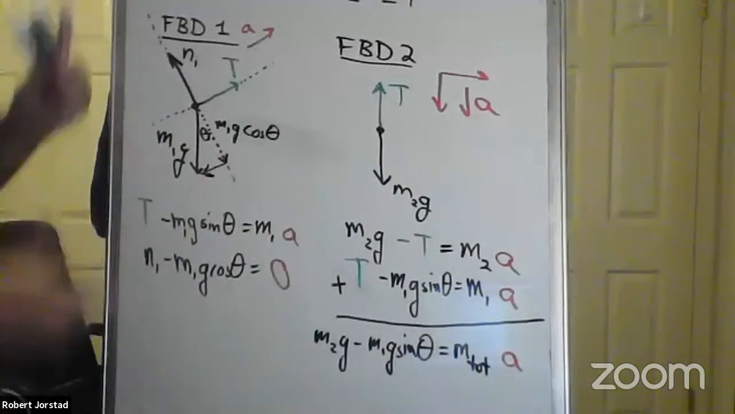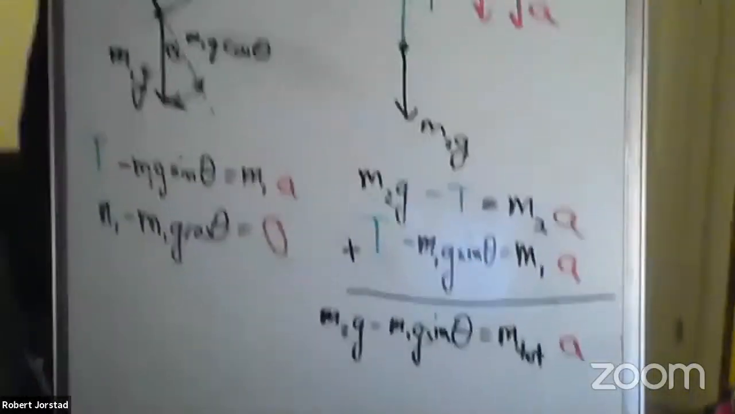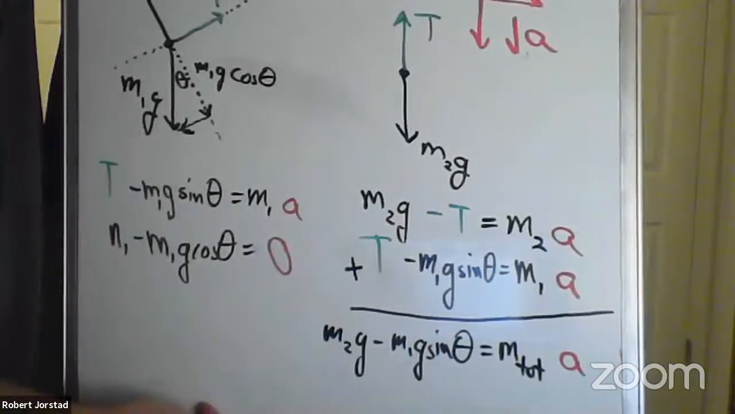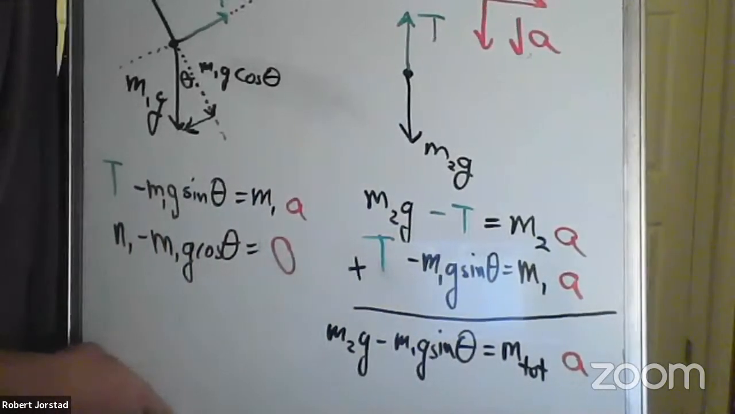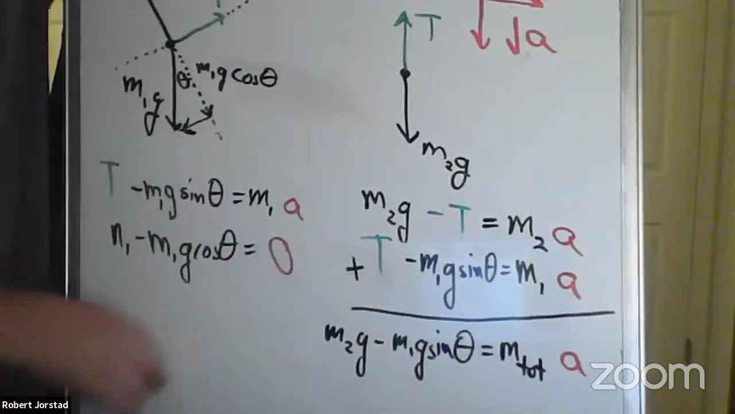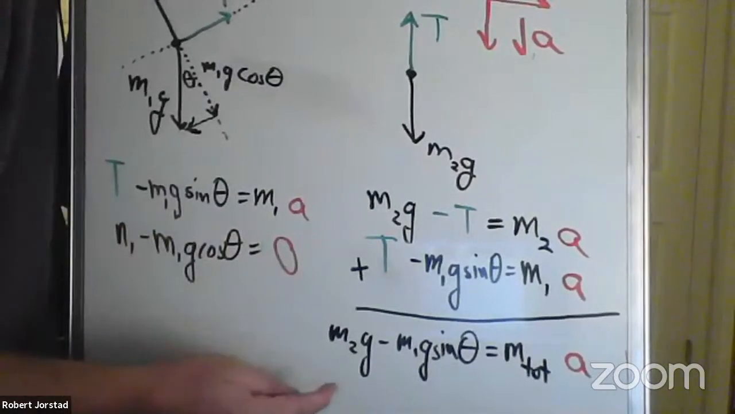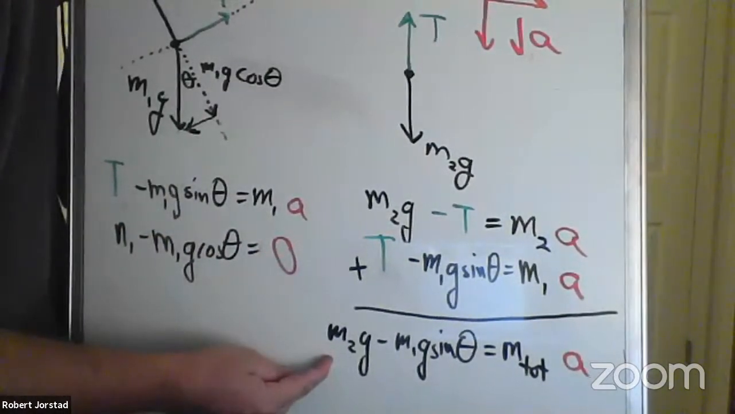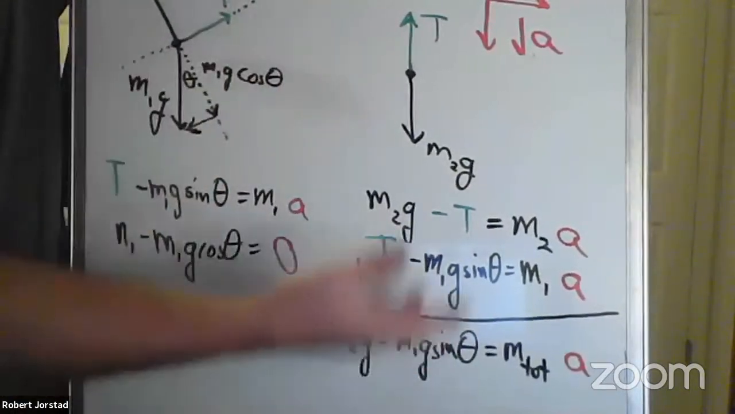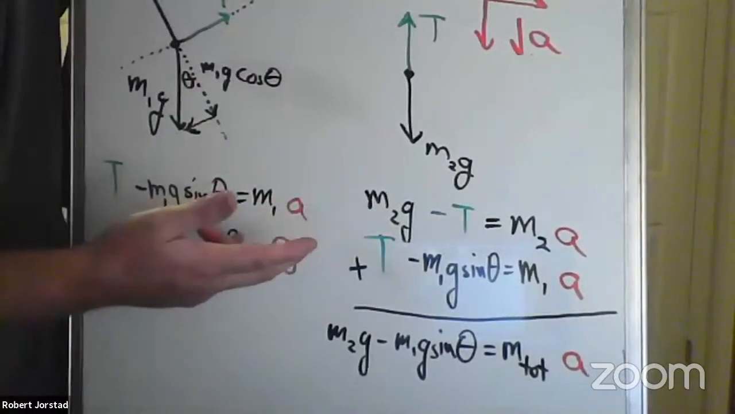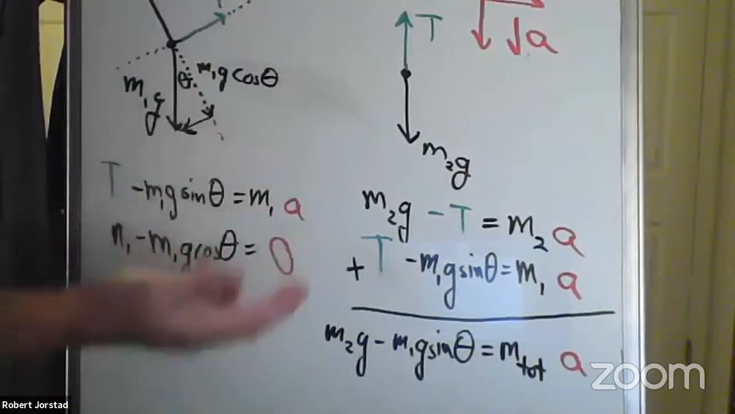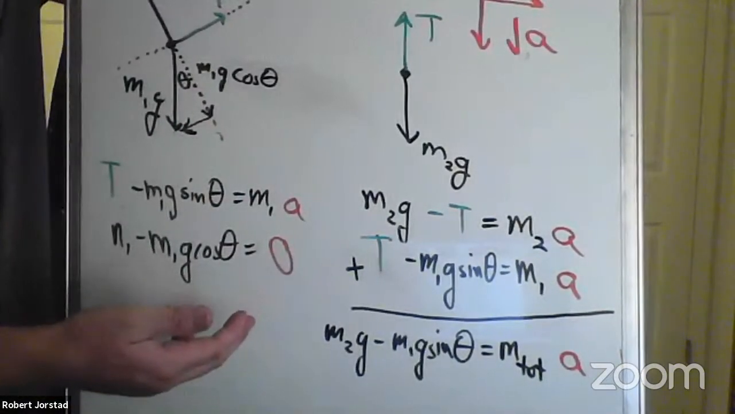I'm going to write it this way. I get M2G, the T's drop out, minus M1G equals M total A. Now, M total here is M1 plus M2, right? The total mass. Essentially, what we have done is we have got a system FBD force equation without having to understand the system FBD. This procedure works all the time. The system FBD works some of the time. So it's really useful to know when to apply the system FBD.